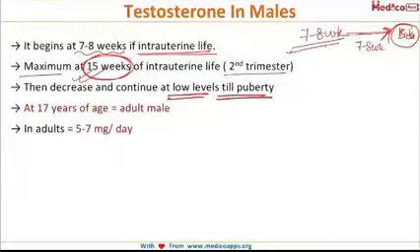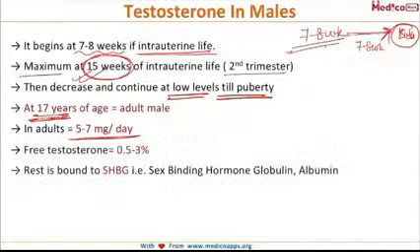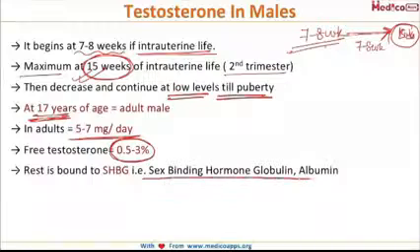Now when does the secretion of testosterone become equivalent to that of an adult male? It is at 17 years of age. And what is this value? It is 5 to 7 milligram per day. Now out of this 5 to 7 milligram, only 0.5 to 3% is the free testosterone, and the rest is bound to the sex hormone binding globulin and albumin.